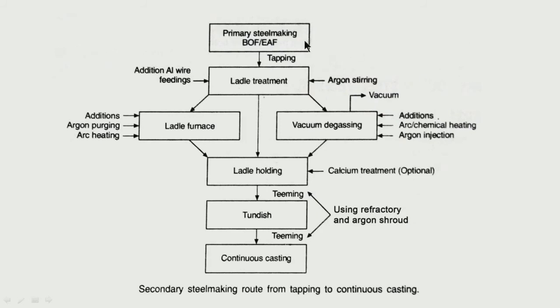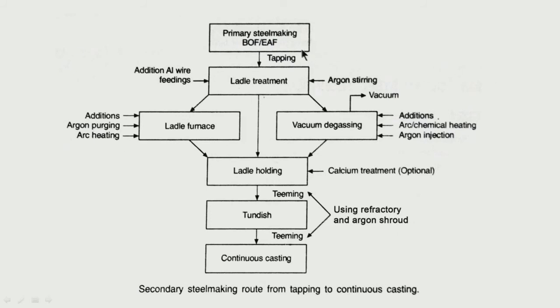When the liquid steel is coming out of primary steelmaking, the temperature is relatively high, but during secondary steelmaking the temperature might come down. So, what is sometimes necessary is to use the arcing facility of the ladle furnace, or even in the vacuum arc degassing, we have some arcing facilities. So, some heating is possible, and temperature management is relatively better.